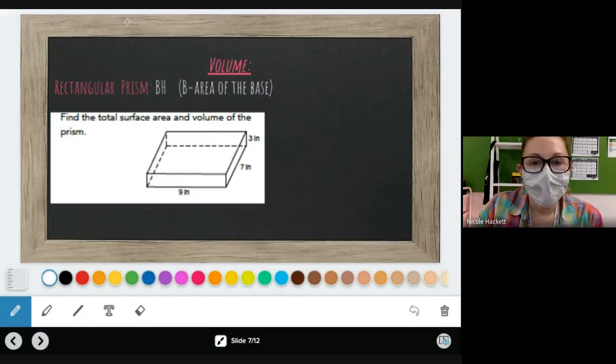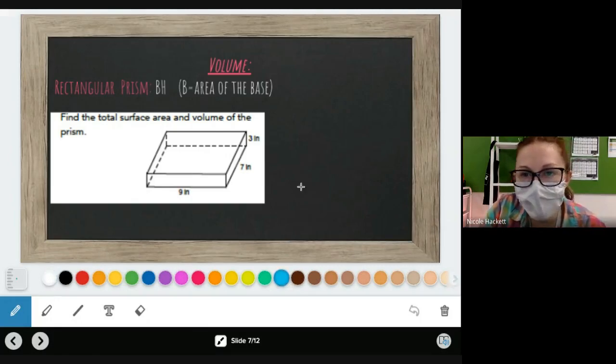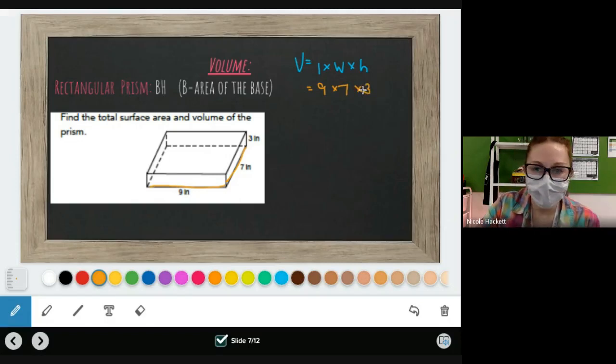All right, so if we're looking for finding the volume of a rectangular prism, we find the area of the base times the height, or length times width times height. So we need to do length, because the area of the base is going to be length times width, and then we're going to take that and we're going to multiply it times how tall it is. So for this one right here, my base is going to be 9 and 7. So 9 times 7 times 3.